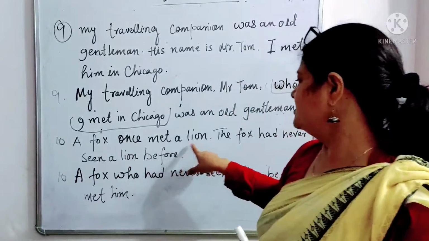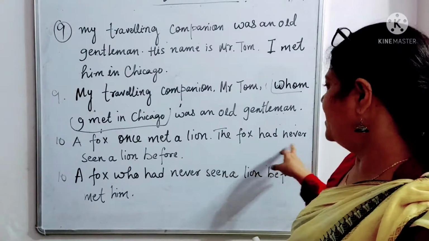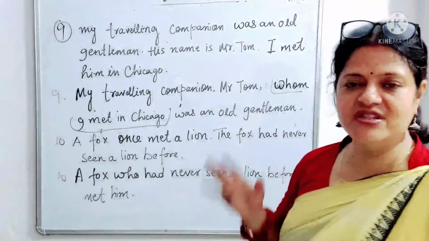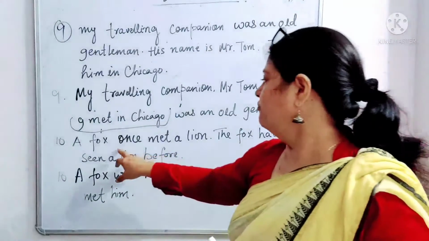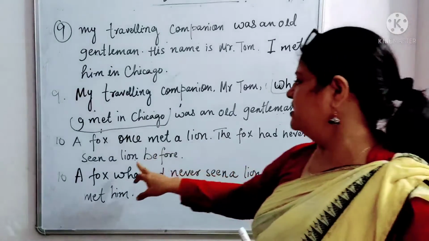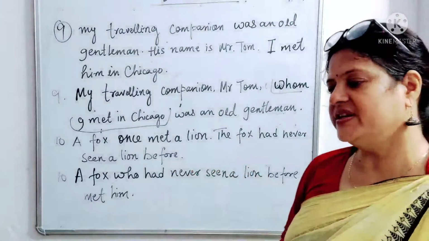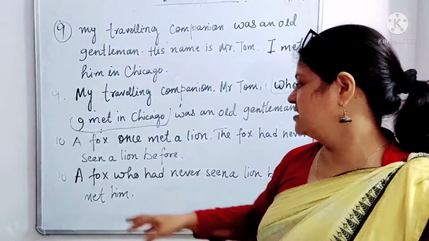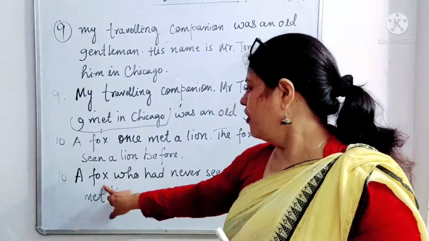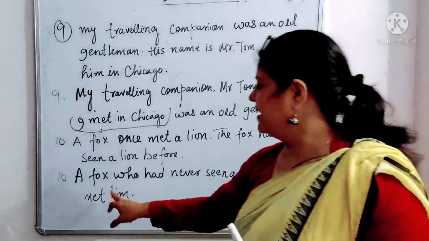A fox once met a lion. This is the first sentence. The fox had never seen a lion before. This is the second one. Okay. So the fox once met a lion. The fox had never seen a lion before. So I have added these two sentences to make one complex sentence. It goes like this: a fox who had never seen a lion before met him.